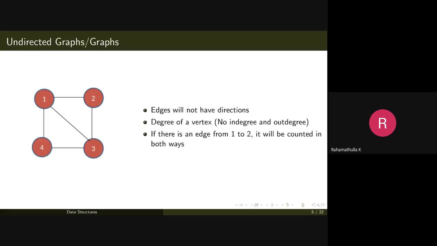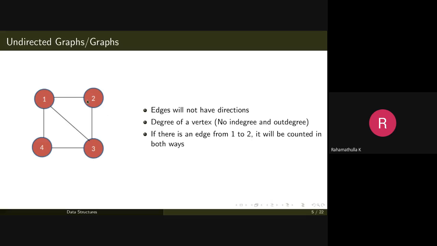If the edges of a graph do not have directions, as we have seen in the previous example, then we say it's an undirected graph. By default, if you say graph, it represents an undirected graph. In the case of an undirected graph, we talk about the degree of a vertex instead of in degree and out degree. The degree of vertex 1 is 3, and the degree of this vertex is 2. There is no in degree and out degree.